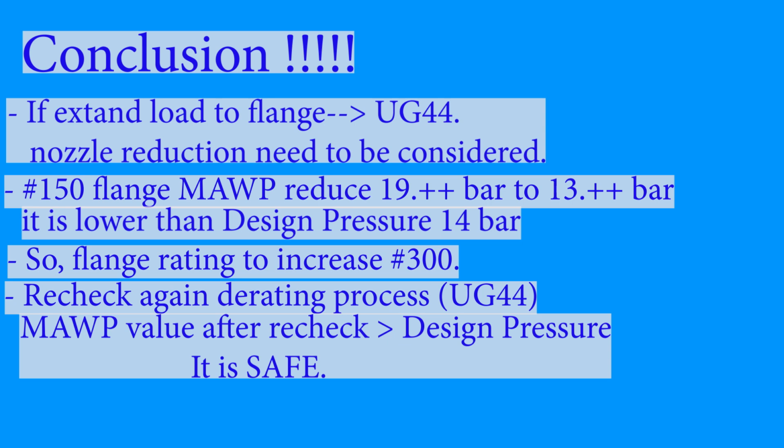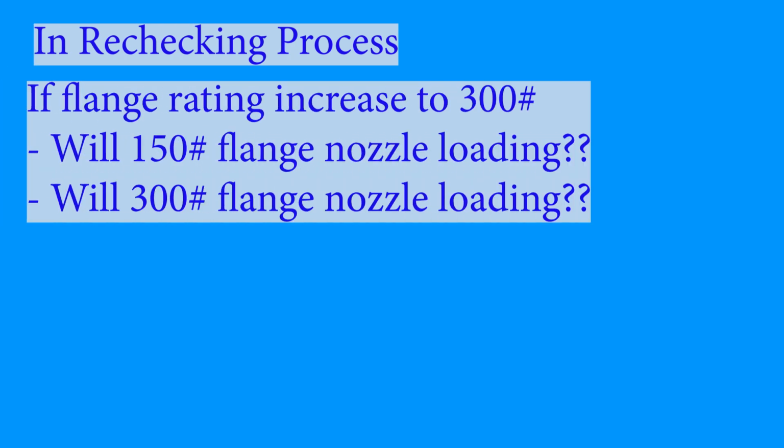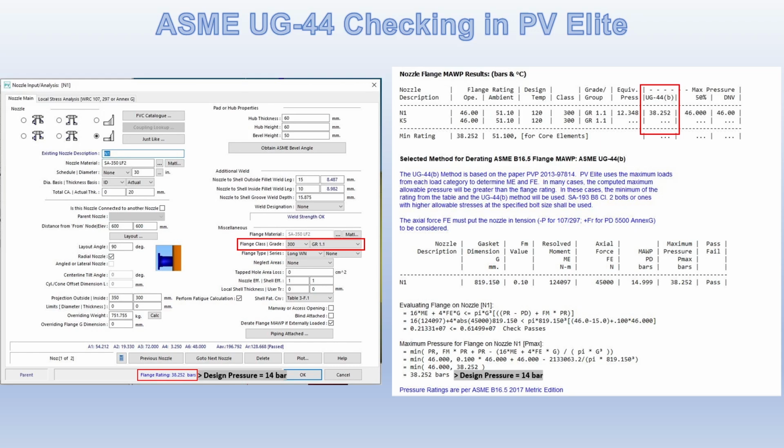Now, one question comes out. If we increase the rating from 150 to 300 pound, should we recheck with the 150 pound nozzle loading or the 300 pound nozzle loading from the specification? The answer is definitely the 150 pound nozzle loading to be used for rechecking.